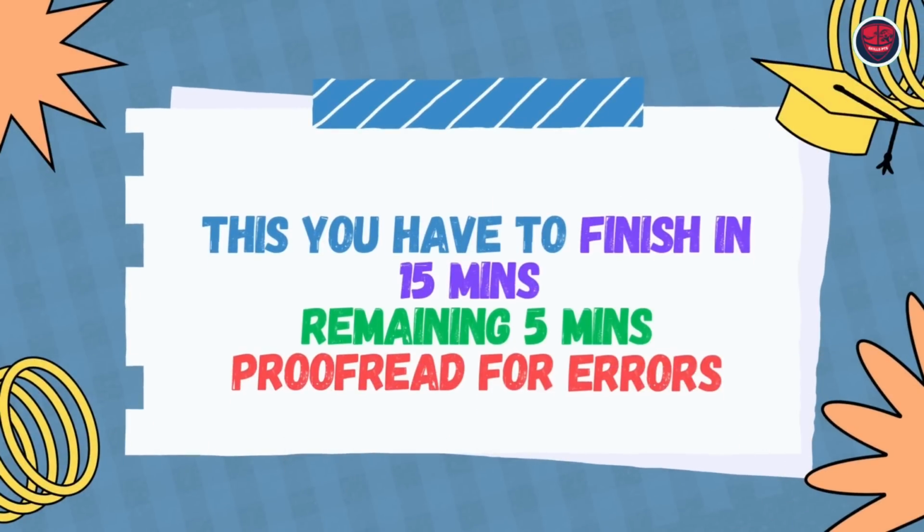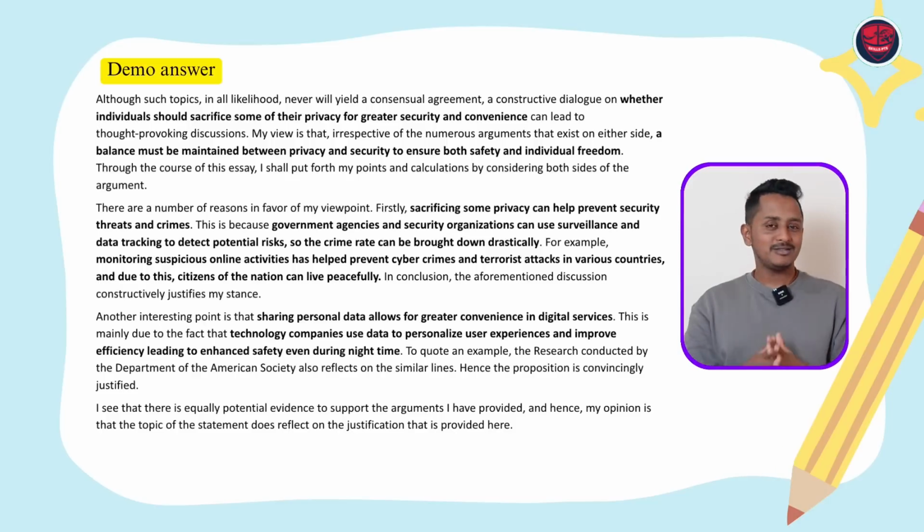The remaining 5 minutes, reread and proofread for spelling and grammatical errors. You do this out of 20. If 2 questions come, you're going to get 20 out of 20.